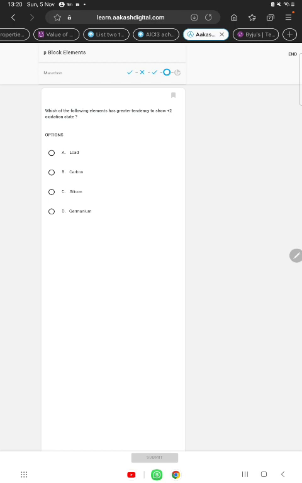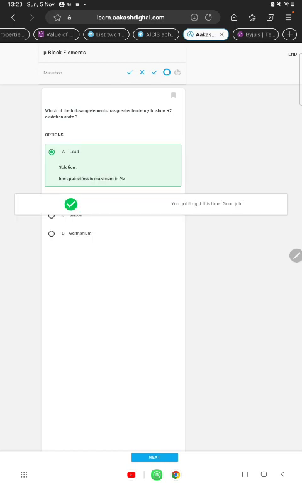Which of the following elements has greater tendency to show +2 oxidation state? So Sn is there. So +2, if you are going down the group, its stability increases, student. So lead will be the answer. See, this is correct due to inert pair effect.